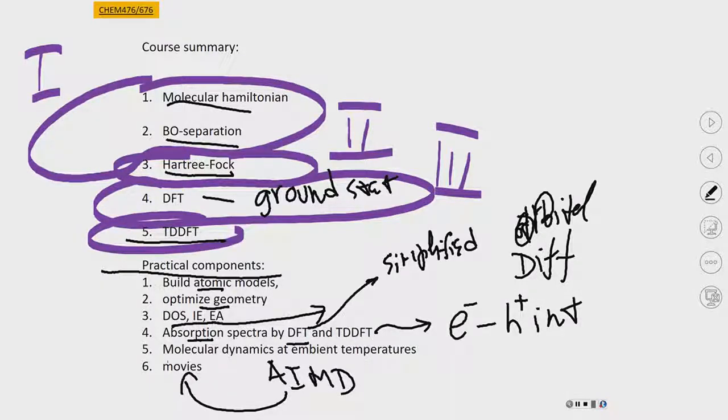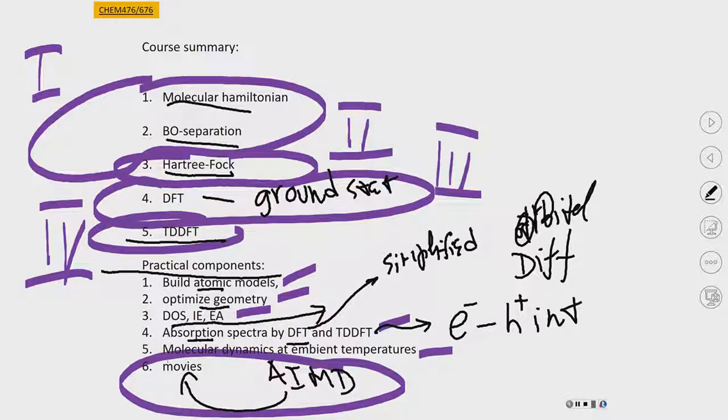And finally, we considered one of the theories for excited states. If time allows, we'd like to introduce configuration interaction, which will make everything complete. And in the practical skills, we will attend models, geometry, ionization energy, spectra, molecular dynamics. The most pleasant and interesting thing is to make movies. Basically, maybe next year you will rename the course Atomistic Movies.